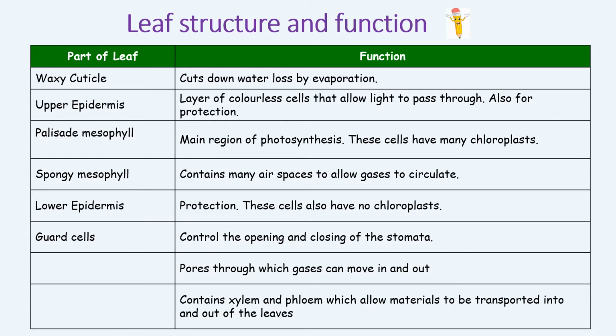And then pores through which gases can move in and out would be your stomata. And then contains the xylem and phloem, which allow materials to be transported in and out of the leaves, would be your leaf vein or your vascular bundle. So well done if you managed to get all of them correct. If you didn't, then go back and watch the first part of the video again.